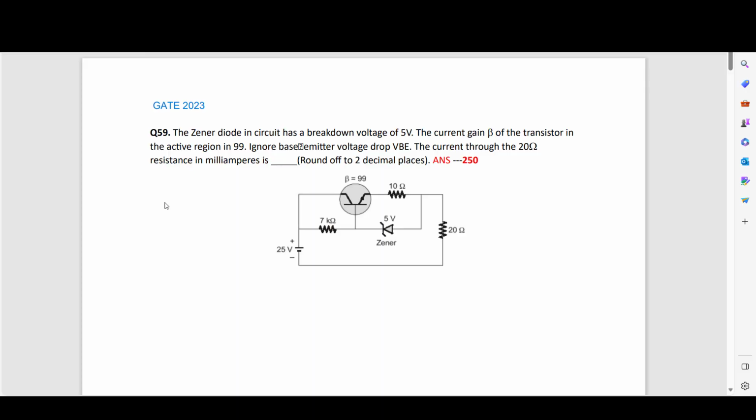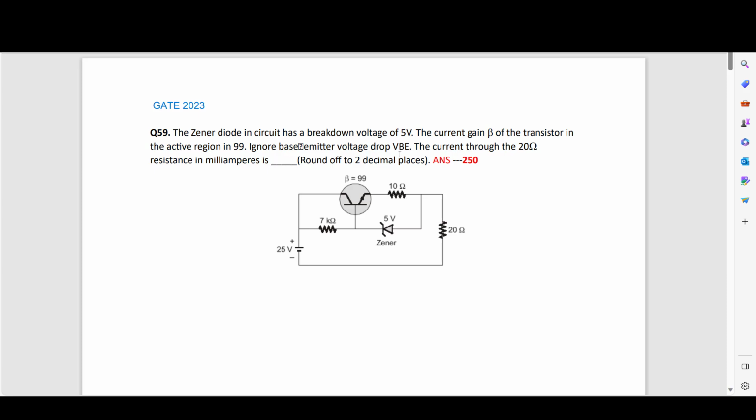Hello everyone. In this video, we will be discussing the solution for question number 59 that was asked in GATE 2023. This question is from analog circuits. The question is: the Zener diode in the circuit has a breakdown voltage of 5 volt. The current gain beta of the transistor in the active region is 99.